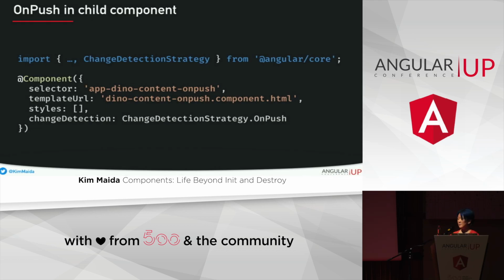We can choose a strategy of change detection on a per component basis, which is great because we can pick based on complexity. So we're going to import ChangeDetectionStrategy from Angular core. Then we're going to add the changeDetection property and change it to OnPush.